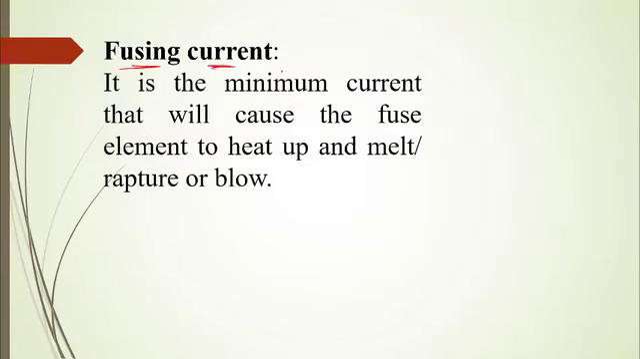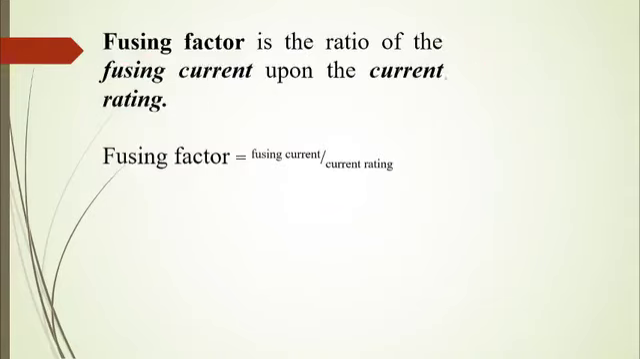And now we have what we call fusing current. What is fusing current? Well, when we talk about fusing current, we are simply referring to the minimum current which will cause the fuse element to heat up and melt. Melting means it would either rupture or it will blow up. So this is the minimum current that will cause the fuse element to heat up and melt instantly. Could be 18 amperes, could be 15 amperes, whatever has been designed for the fuse, because fuses come in different sizes according to the appliances that they are made to protect.